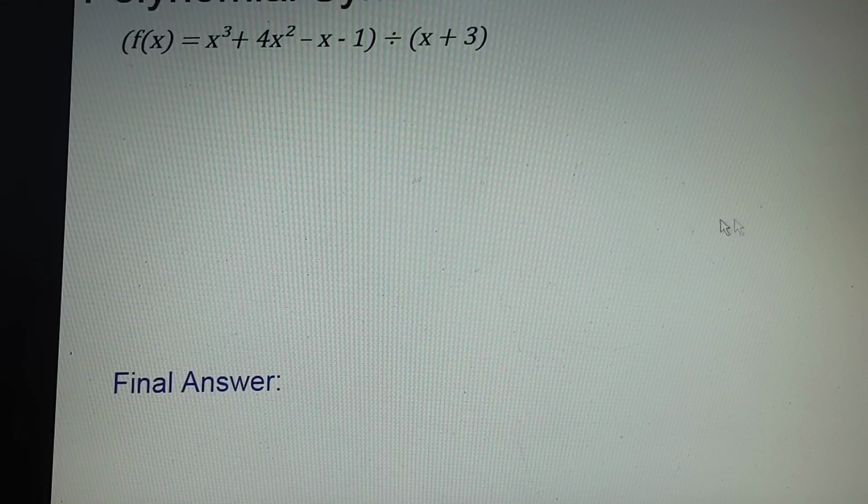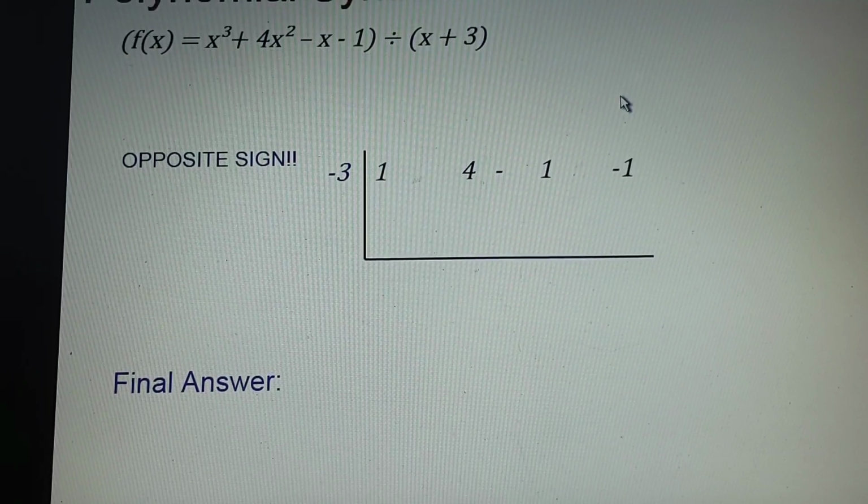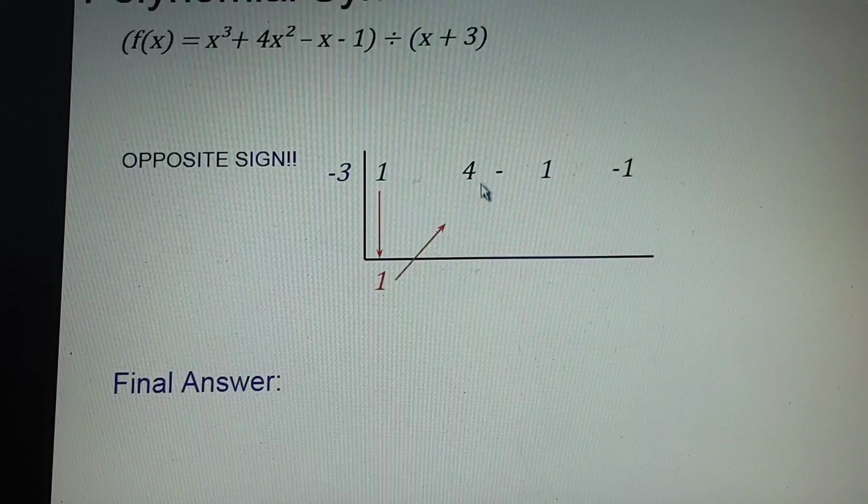Okay, so I'm going to write my upside down box. I'm putting in my coefficients, 1, 4, -1, -1. Now remember, I'm going to divide by the opposite sign of this here. So I'm going to divide by a -3 again. Now remember, the process is take the first number, drop it down outside the box. Now what's outside the box gets multiplied by the -3. So 1 times -3 is -3. -3 gets written underneath my next digit.